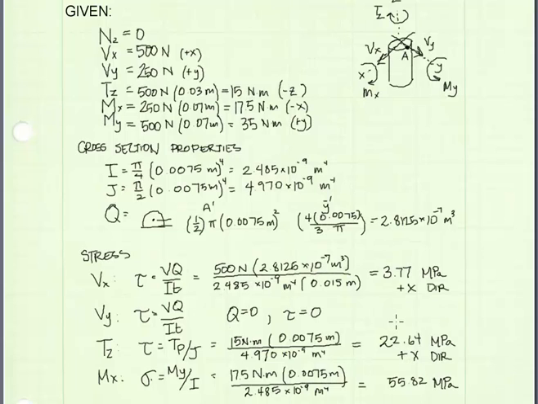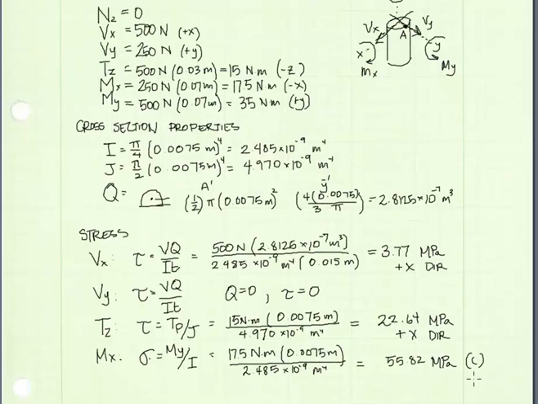Now we need to consider what direction this is. If we have a moment going in the negative x direction, that's going to put point A in compression. So I will note that with a letter C, standing for compression.